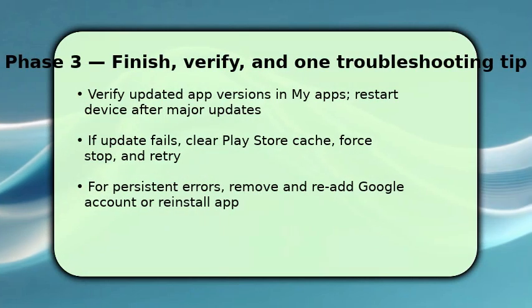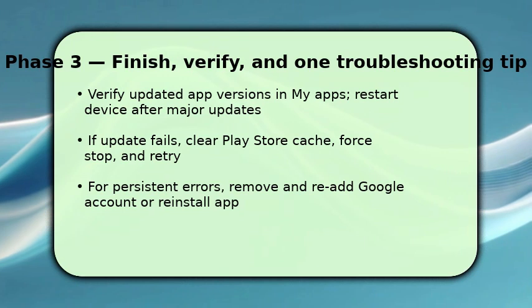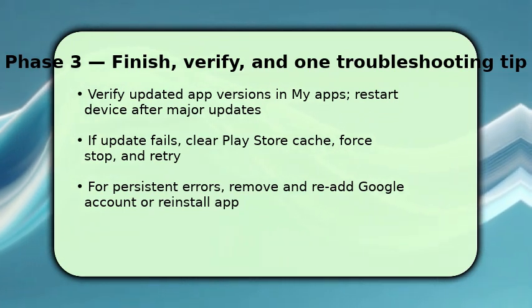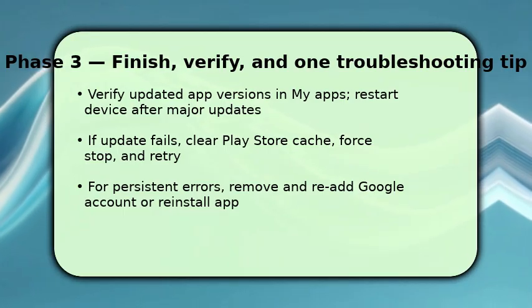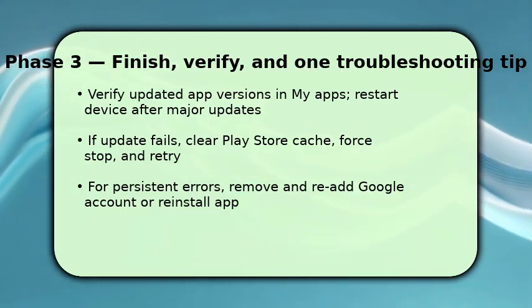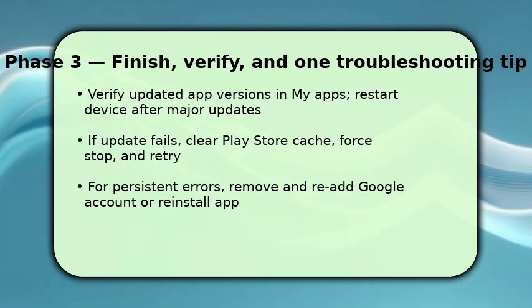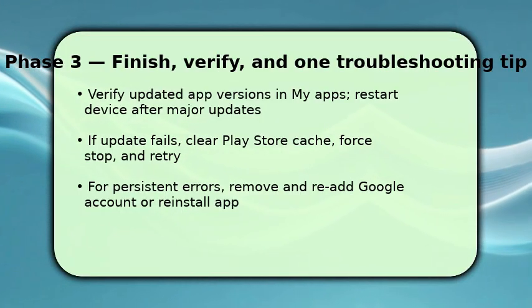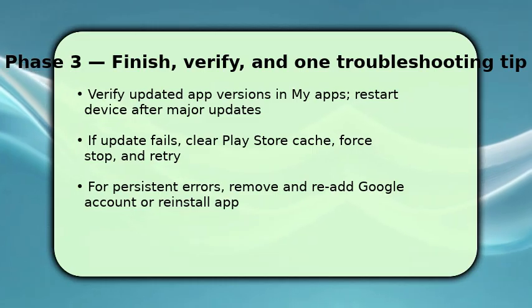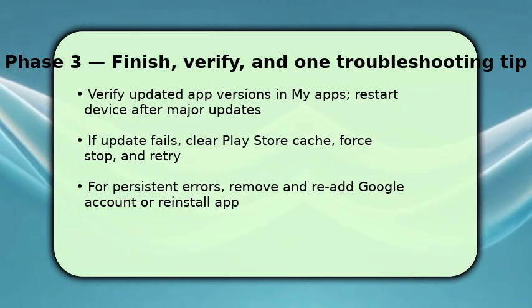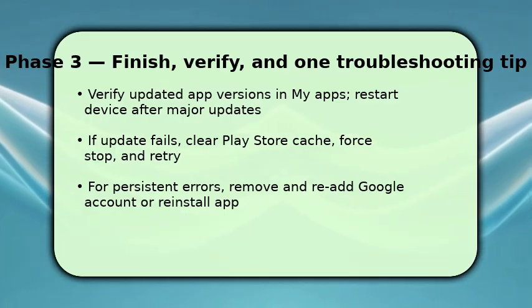You finish by confirming updates and handling common errors. After updates complete, check My Apps for version numbers and restart the device if an app had a major update. This ensures background services reload. If an update fails, first clear Play Store cache and data, force stop the Play Store, then retry. This often fixes download or install glitches. If issues persist, remove and re-add your Google account or uninstall and reinstall the app. Doing so resets permissions and clears corrupted data.